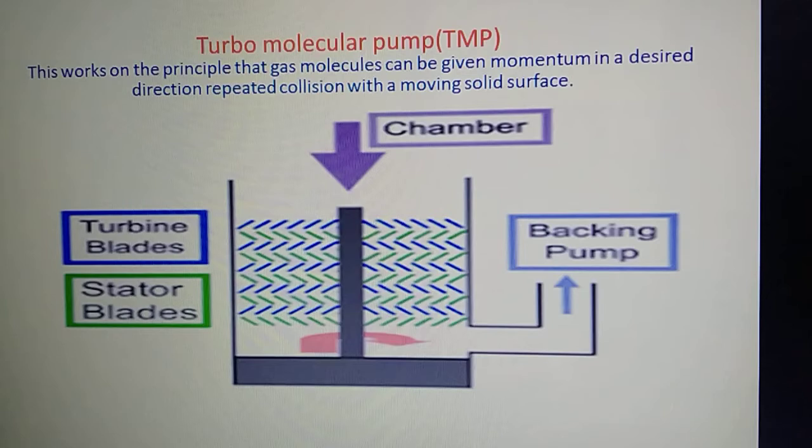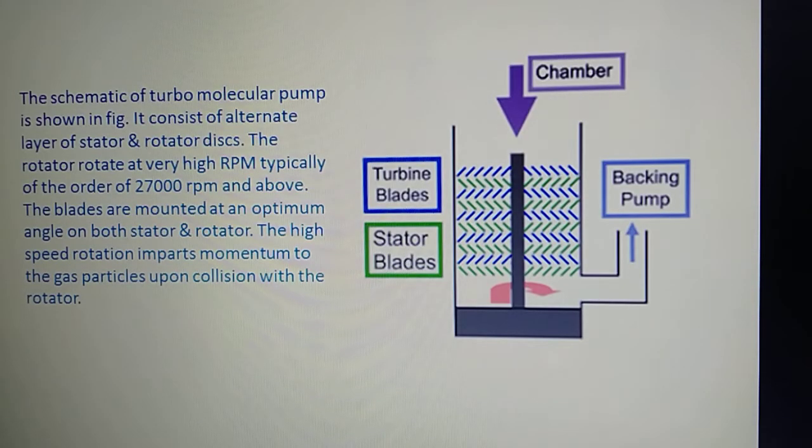And you can see clearly this is the schematic for turbomolecular pump, which has a chamber and backing pump, and two important parts of a turbomolecular pump are turbine blades and stator blades, right? These turbine blades are also called as rotator blades or rotator. So let's go in detail.